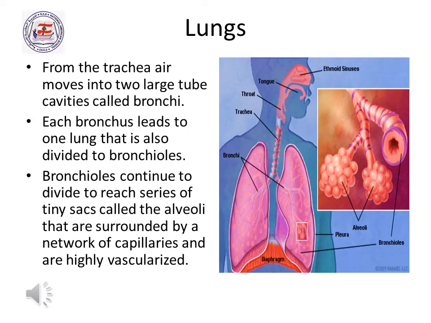From the trachea, air moves into two large tube cavities called the bronchi. Each bronchus leads to one lung that is also divided into bronchioles. Bronchioles continue to divide to reach a series of tiny sacs called the alveoli that are surrounded by a network of capillaries and are highly vascularized. Imagine the bronchus representing a highway, while the bronchioles represent the alleys that end up at houses, which are the alveoli.